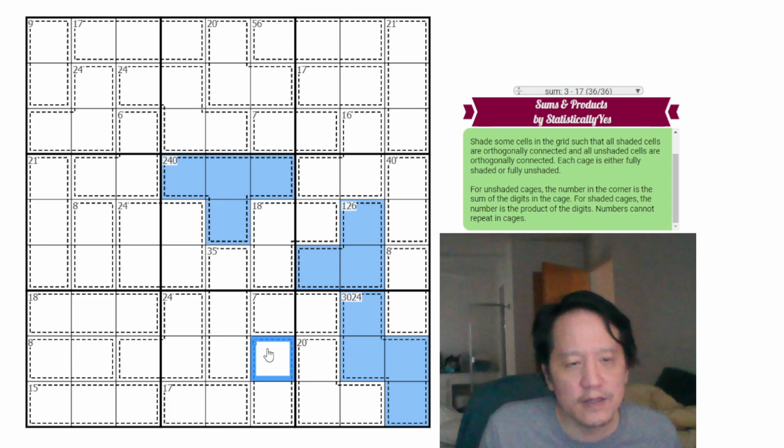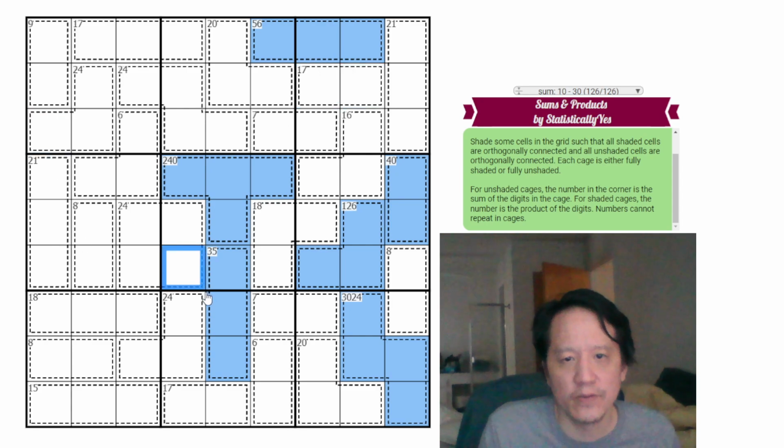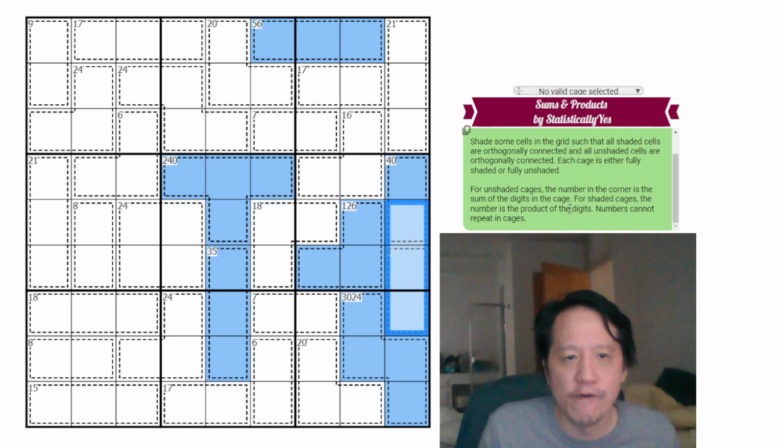Okay, so then there are other cases. So for example, 35 cannot be a sum, so this has to be shaded too. 40 has to be shaded because 2 digits cannot add up to 40. 3 digits cannot add up to 35. Missed a 56. Okay, so then this has to be shaded also, right? Because it's one contiguous block, shaded and unshaded, orthogonally connected, right?